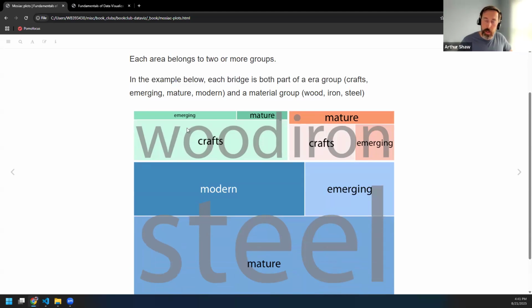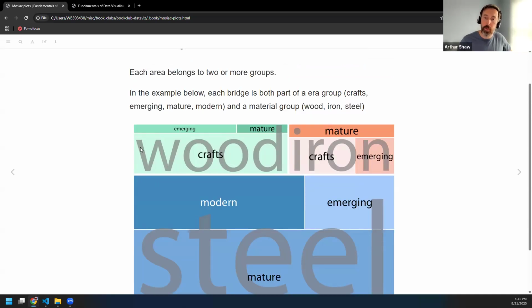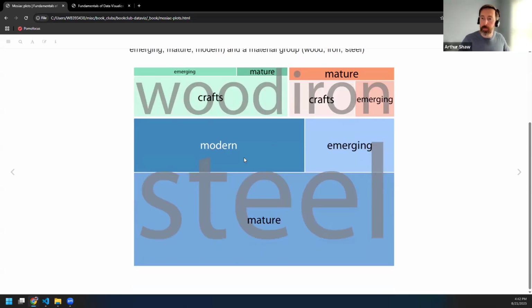Each one of these blocks is a combination of those two attributes. Within the crafts quadrant, I guess I'll call it, you can see that most of the bridges in that category are made out of wood. Yeah, and so on and so forth. Or sorry, I should have said within the category of bridges made of wood, most of them are from the crafts era and relatively few from the other eras. Within steel, it's a little bit better split, but still the vast majority are considered mature, whatever that means.